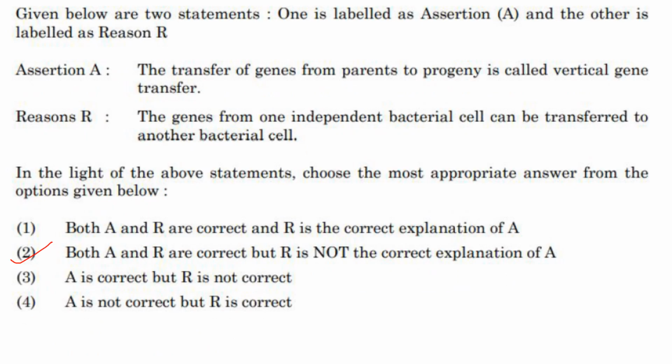Then next one. The transfer of genes from parents to progeny is called vertical gene transfer. That's correct. The genes from one independent bacterial cell can be transferred to another bacterial cell. That statement also is correct, but it doesn't explain the assertion. So here both A and R are correct, but R is not the correct explanation of A. Answer is option 2.